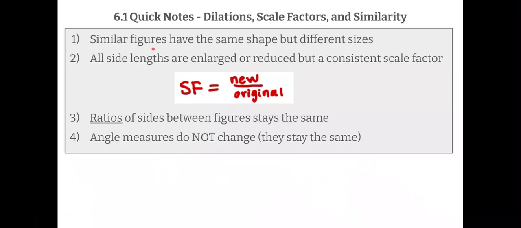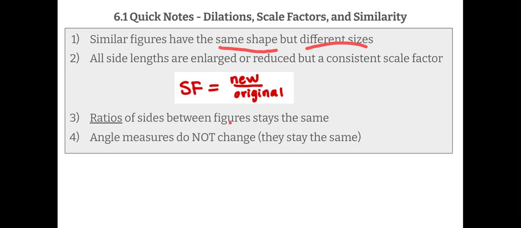Okay, so here's the deal. Quick notes. Similar figures are not congruent figures. Congruent figures have the same shape and same size. Similar figures have the same shape but different sizes. All the side lengths are either bigger or smaller, but have a consistent scale factor. The easiest way to find the scale factor is to take one of the new sides divided by the equivalent side in the original, like we did a minute ago where it was 3/4.